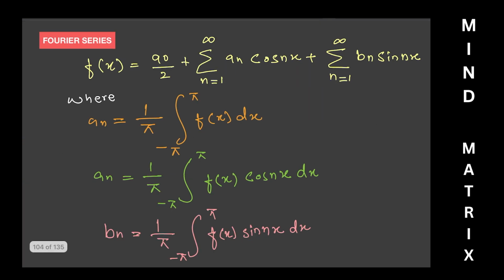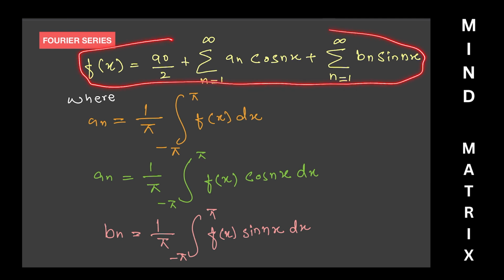Now, in this formula, a₀/2 plus the summation from n=1 to infinity of aₙ cos nx and the summation from n=1 to infinity of bₙ sin nx, these two terms are expandable. As we put the value n=1 here and here, we get the first term. Similarly, we put n=2 here and here, and we get the second term, and the third term similarly, up till infinity. So this formula is known as the Fourier series formula.